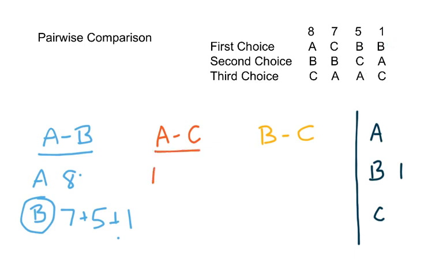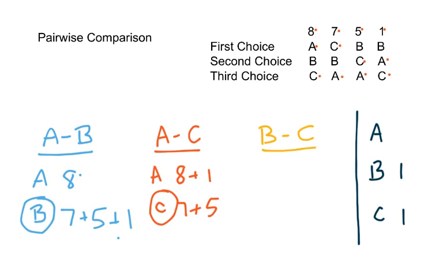When we compare A against C, how many people prefer A? How many people prefer C? Well, these 8 prefer A over C. So A gets those 8. These 7 have C ranked higher than A. So C gets those 7. These 5 prefer C over A. So C gets those 5. And then finally this 1 prefers A over C. So A gets that 1. A has a total of 9. C has a total of 12, so C wins that head-to-head matchup.